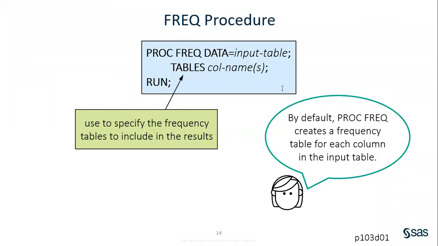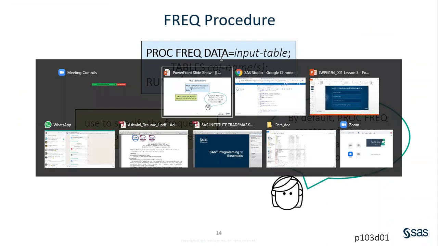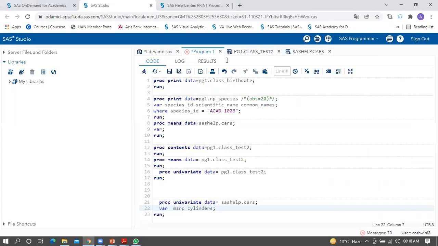All right. So what is this frequency? It's a procedure where it will calculate the frequency for your table. So frequency is the number, or count, of the values in your table. So let's move ahead.